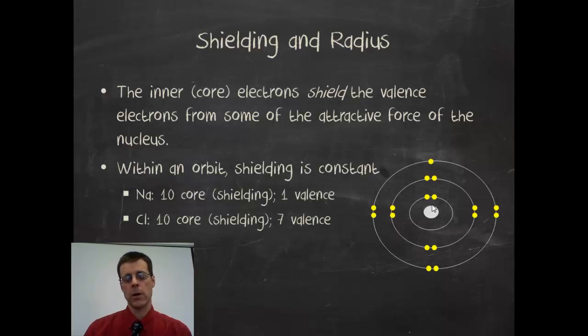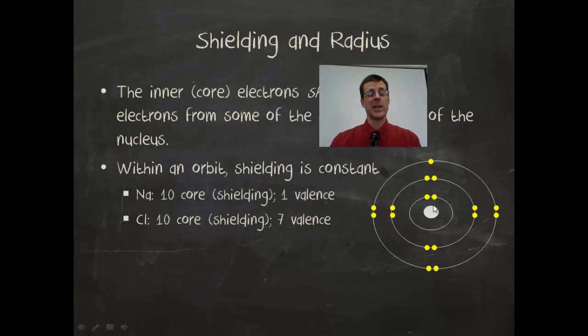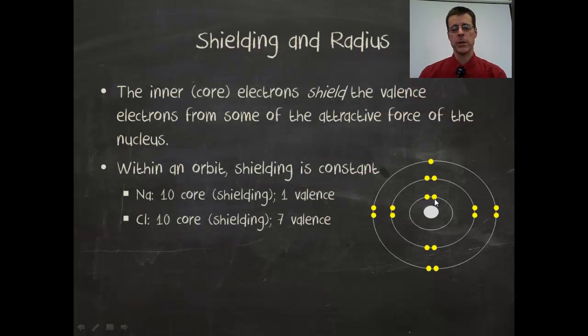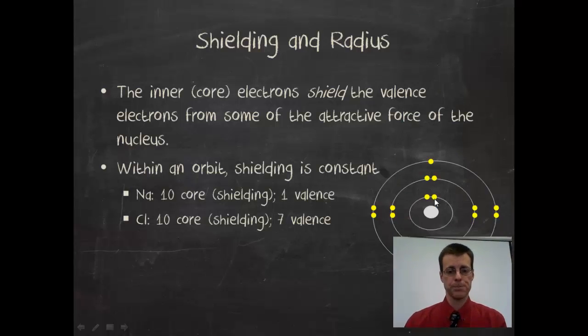And if I go across the periodic table to the end of the row where I've got chlorine, chlorine has the same 10 core electrons shielding it, but now it has 7 valence electrons that are going to be shielded. So you notice the shielding has stayed the same at 10, but I've gone from 1 to 7.